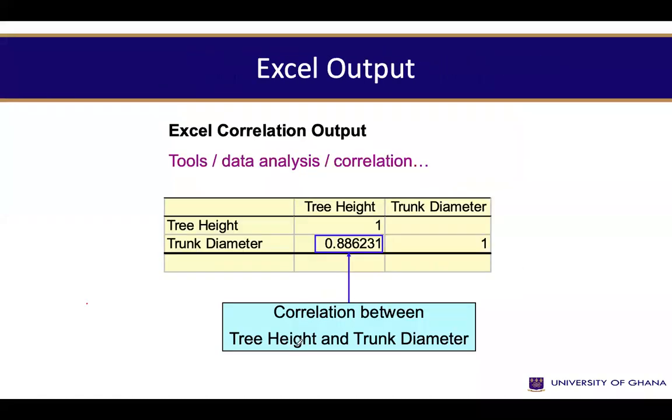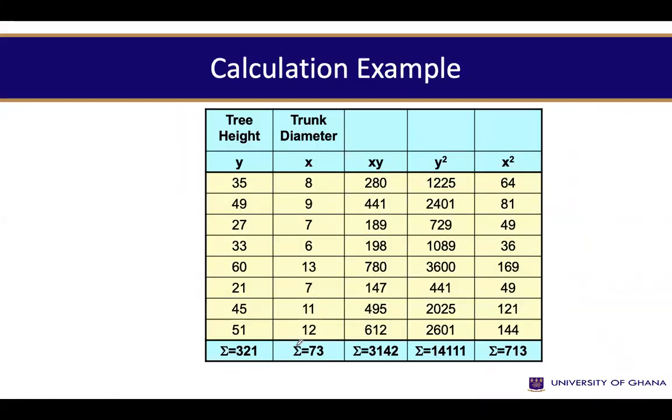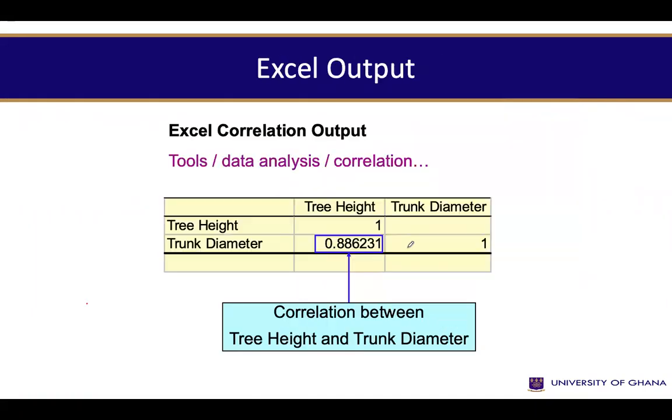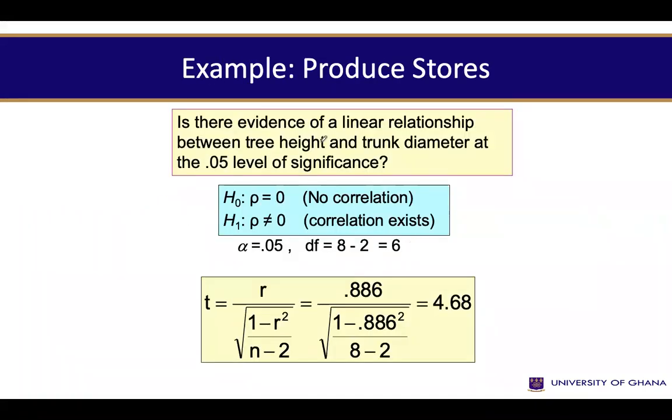There was a question that asked us to find the relation between the height of a tree and the diameter of the trunk. And we found that the sample correlation coefficient was 0.886. Then we are asked whether there is evidence of a linear relationship between the height of the tree and the diameter of the trunk at the 0.05 level of significance.